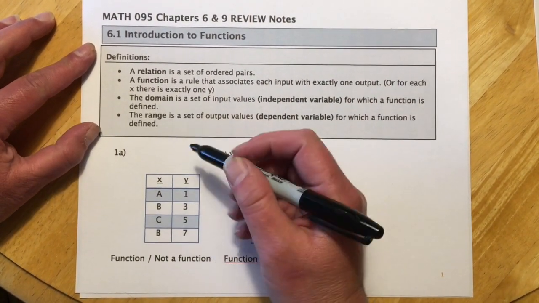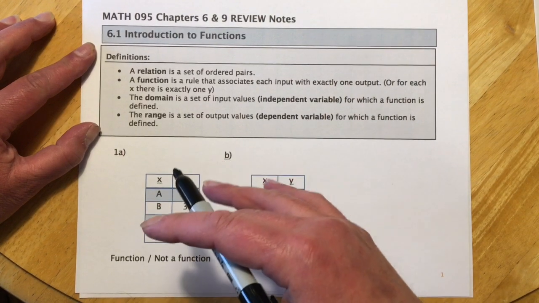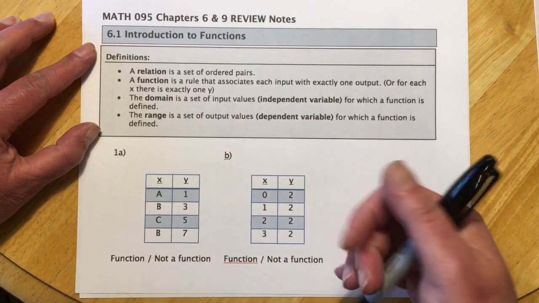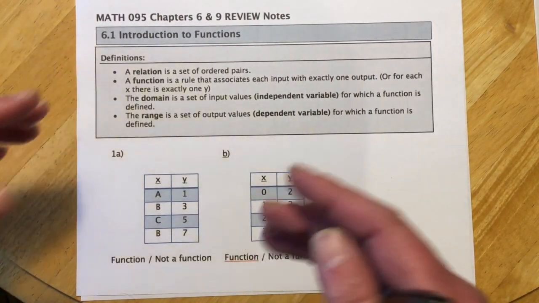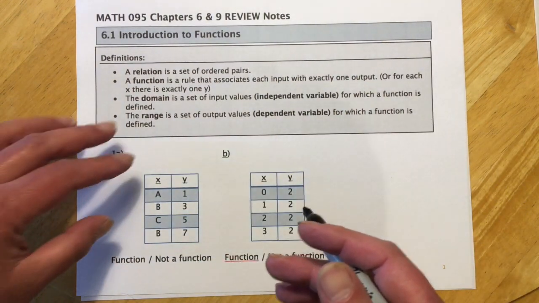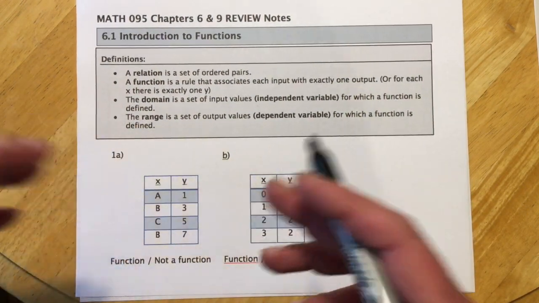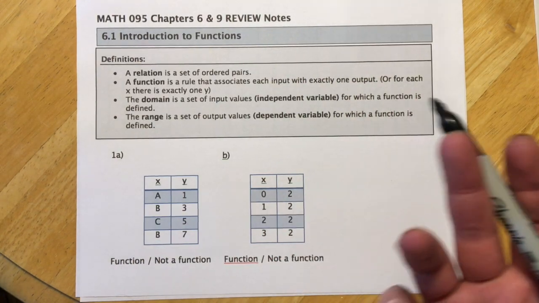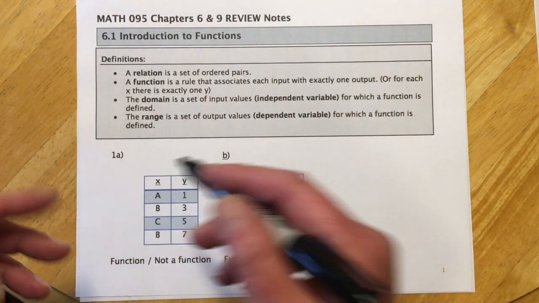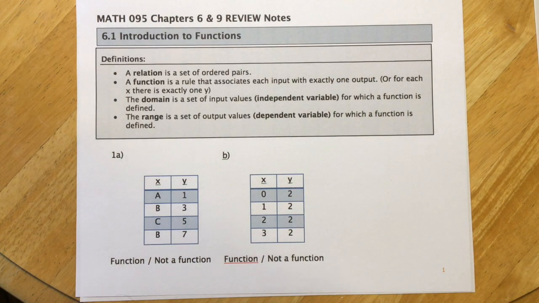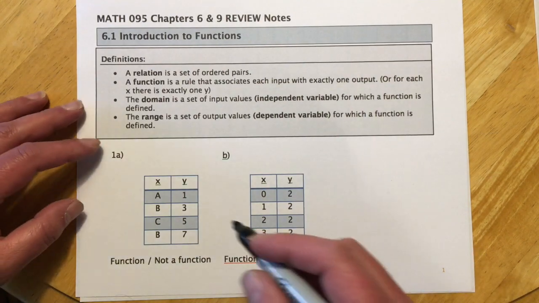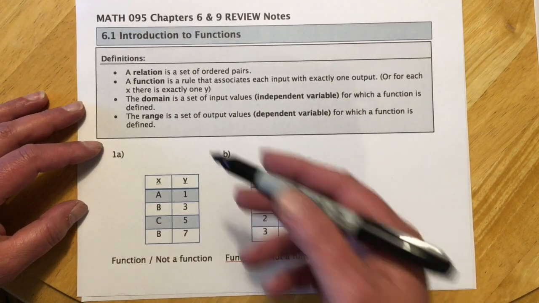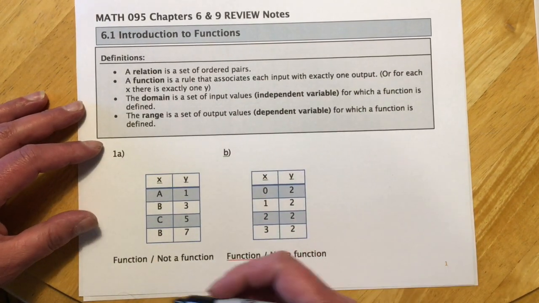For domain, that's our independent variable, usually x, but it could be named something else, but it's our input variable. So the domain is the set of all the inputs, and likewise the range is the set of all the outputs, or the dependent variable, or generally y. So domain x, range y. For these first 6 or so, it's determine whether or not the data represents a function.